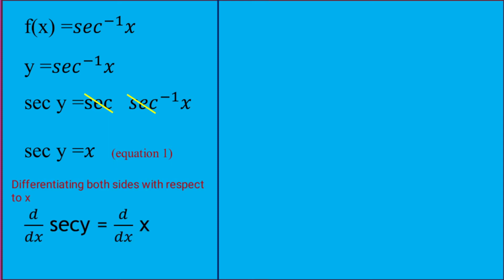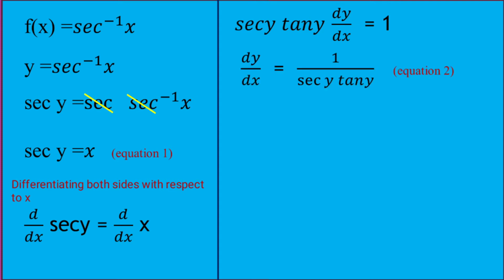And again, we need to differentiate both sides of the equation with respect to x. So we need to get the derivative of secant y and also the derivative of x. The derivative of secant y is secant y tangent y dy over dx, and the derivative for x is 1. We need again to solve for dy over dx. Then we have dy over dx is equal to 1 over secant y tangent y. So this will be the representation for our equation number 2.